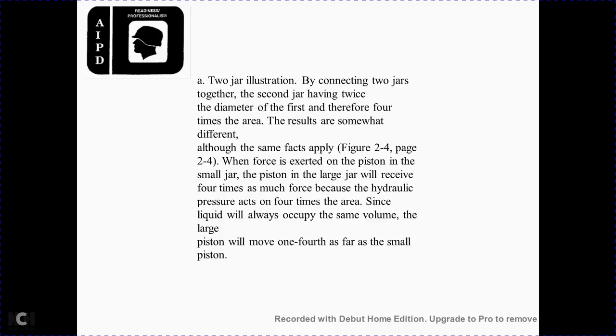Two jar illustration. This is done by connecting two jars together, the second jar having twice the diameter of the first, and therefore 4 times the area. The result is somewhat different, although the same effect applies. In Figure 2-4, the force exerted on the small piston produces on the larger piston 4 times as much force, because the hydraulic pressure acts upon 4 times the area. Since the liquid always occupies the same volume, the large piston moves 1/4 as far as the small piston.